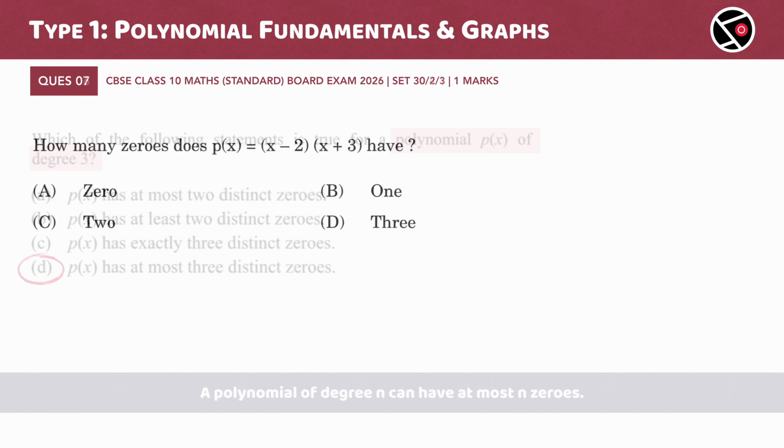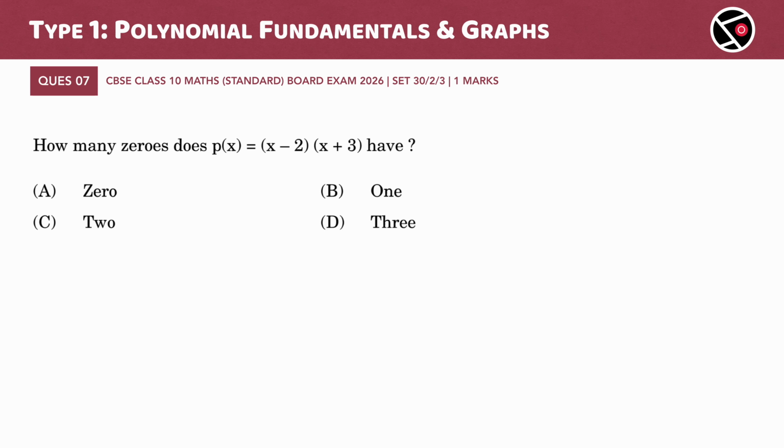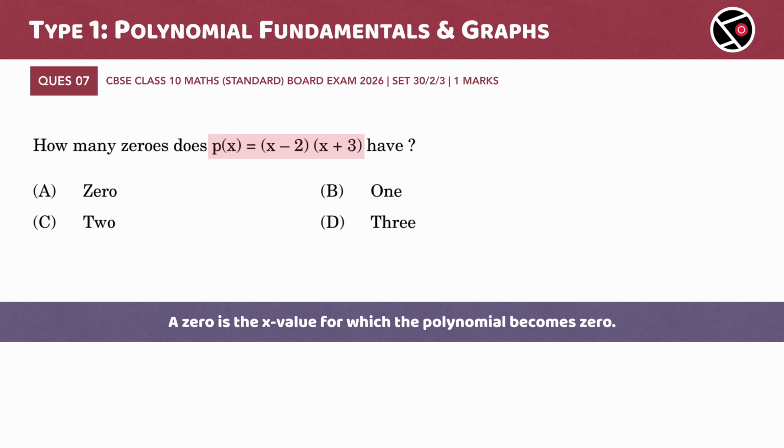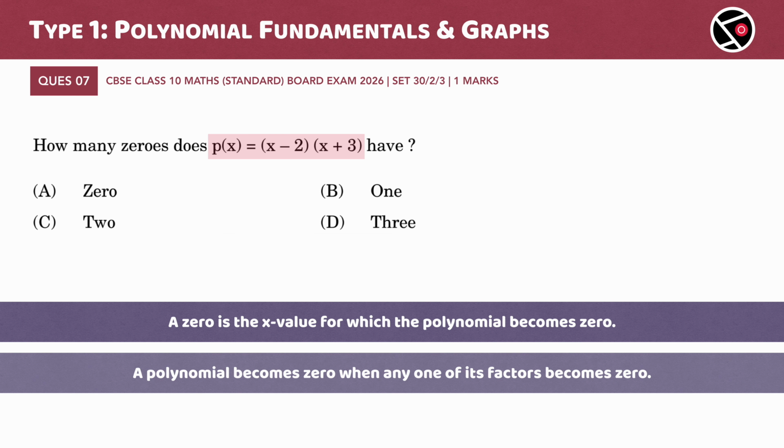Here is the next question. This one is quite simple if you understand how factors and zeros are connected. Pause the video and try solving it yourself. We are given the polynomial p of x equals (x minus 2)(x plus 3). Now remember, a 0 is the x value for which the polynomial becomes 0. And a polynomial becomes 0 when any one of its factors becomes 0. Our polynomial has two factors, x minus 2 and x plus 3.